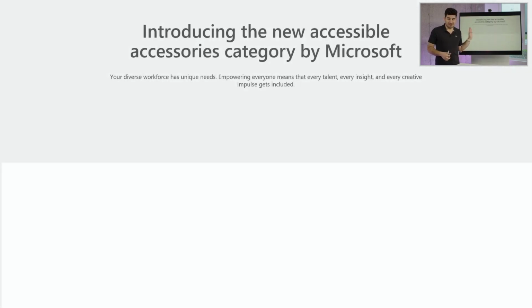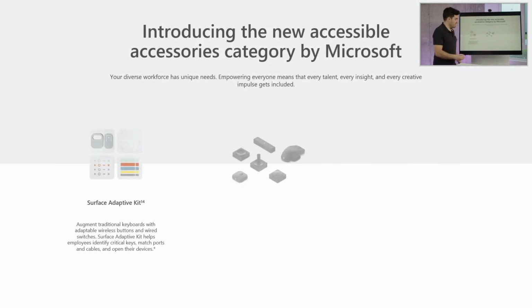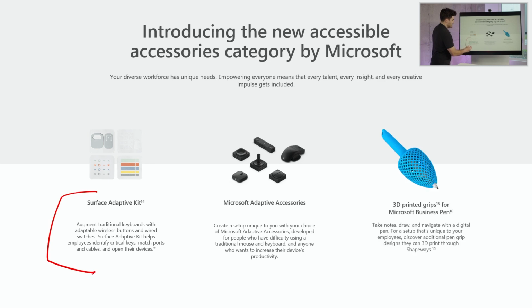We have a suite of different things. One of them we call the Surface Adaptive Kit. I'm a big fan of this. It's a series of 3D keycap labels, pulls, and tethers that makes using the device, opening the kickstand, raising a lid, a lot more simple for people who need that type of assistance.